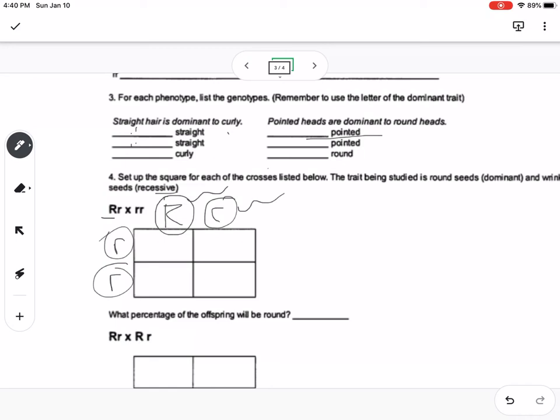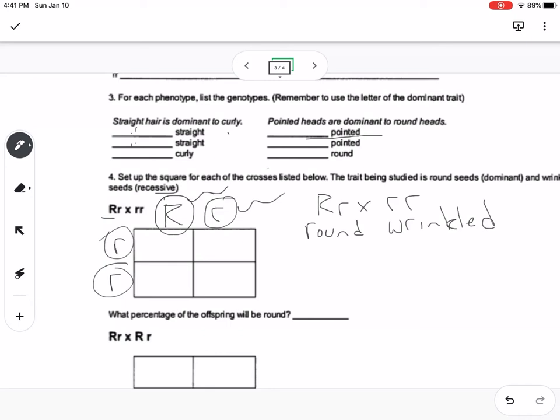In this case, it says round seeds to wrinkled seeds, very similar to the previous slides. But we have a big R, little r crossed with a little r, little r. So we have a round seeded plant crossed with a wrinkled. Not only is it round seeded, but it's heterozygous round.